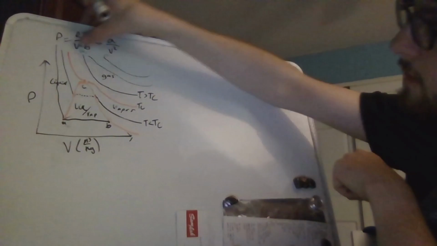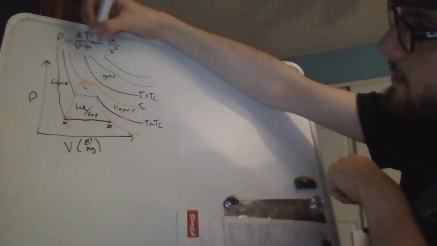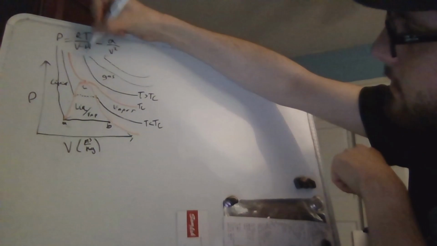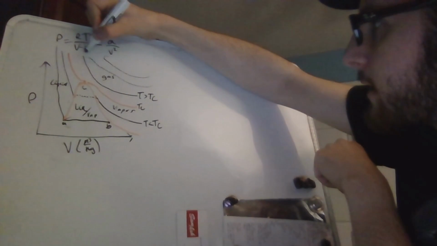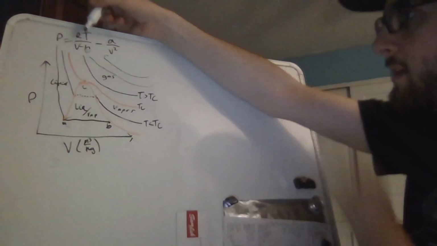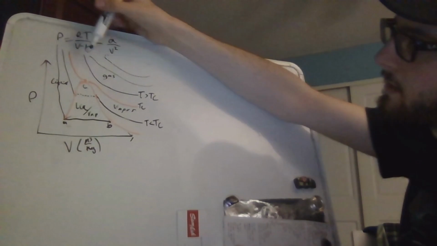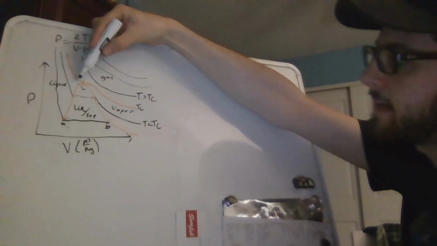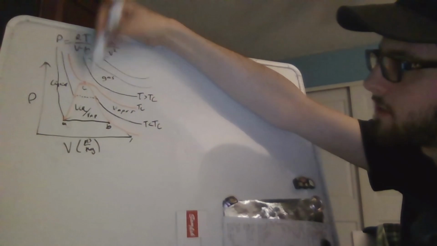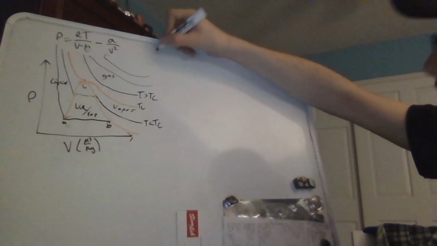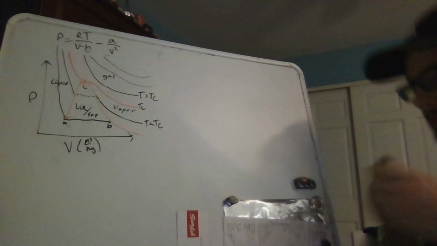And you'll realize that you can derive these A and B by realizing that right here it starts to get very, very flat, and as it gets flat, the derivative approaches zero. The derivative with respect to the volume.